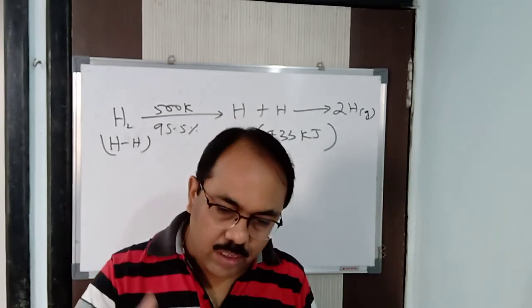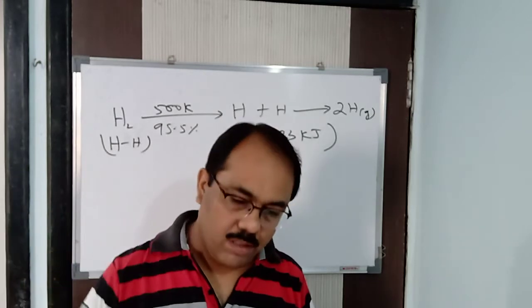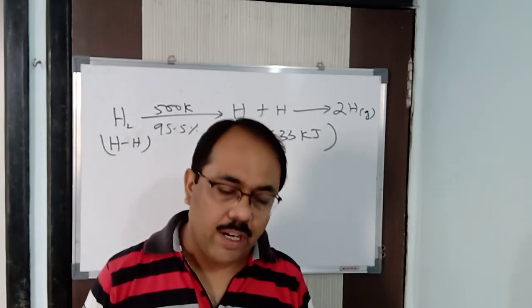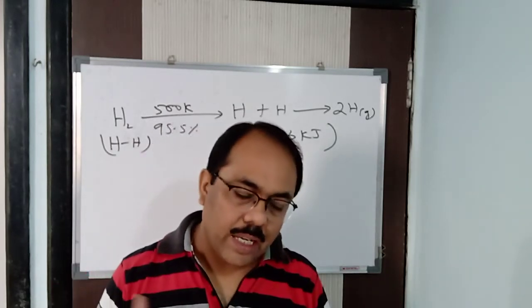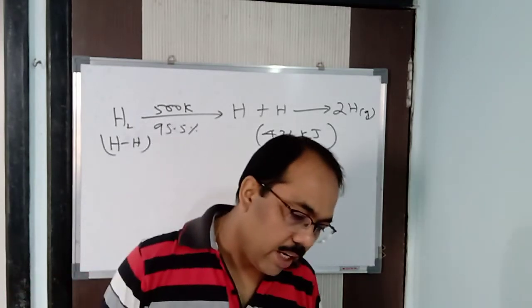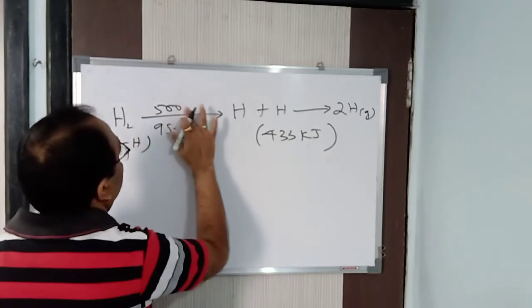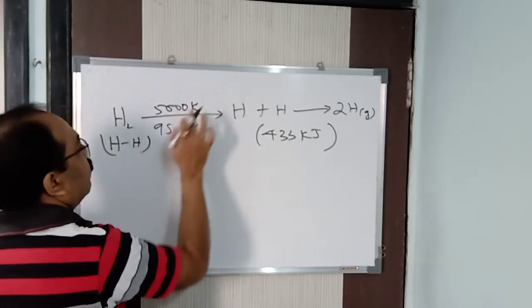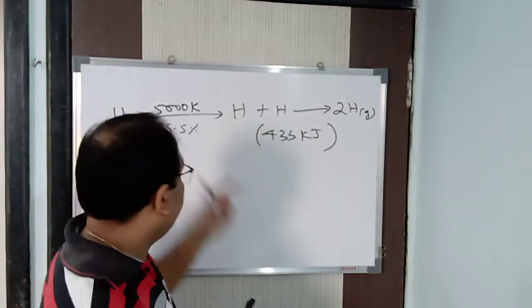But as you go on increasing the temperature, the dissociation increases. The rate of dissociation increases, and the yield of hydrogen atoms increases. Clear? So at around, sorry, 5000 Kelvin. I'm very sorry, here it is 5000 Kelvin. It is around 5000 Kelvin that the rate of dissociation is 95.5%.